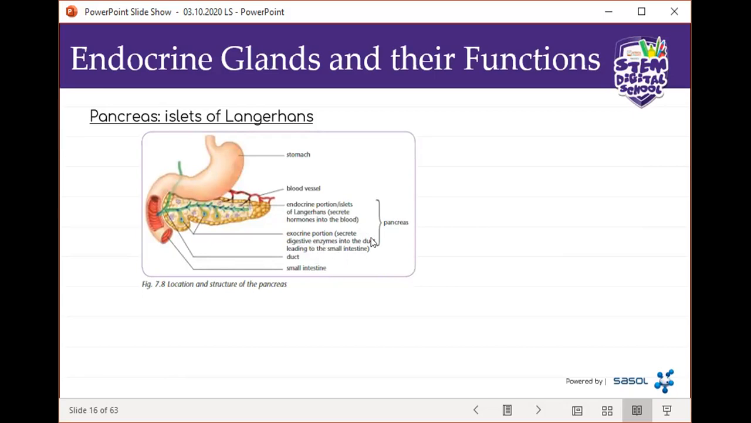Right, so you guys might remember what we mentioned earlier on, that the difference between the endocrine gland as well as exocrine gland is that the endocrine gland does not have ducts, and that is why we also call it a ductless gland. Right?